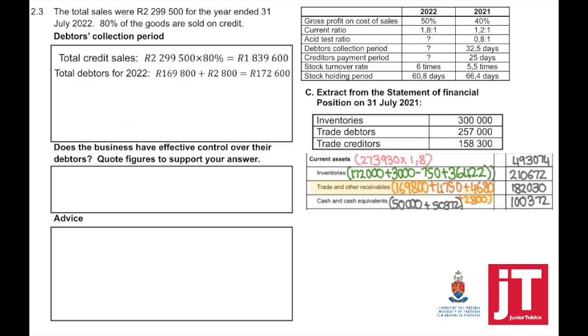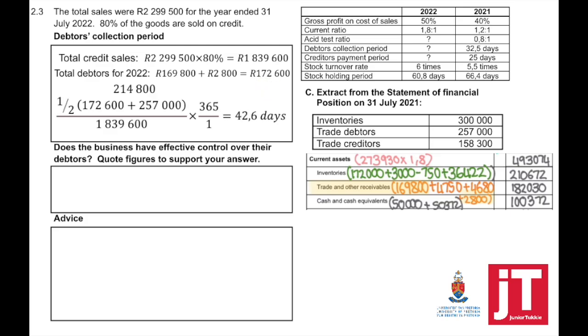Total debtors for 2022. This is now where you need to make sure that you use the correct figures. It's 169,800. That was your debtors control balance plus the 2,800. That equals 172,600. This is your debtors for 2022.